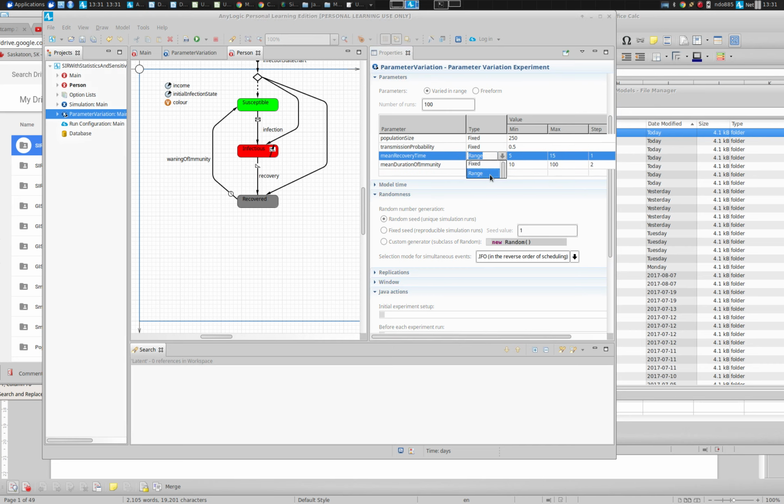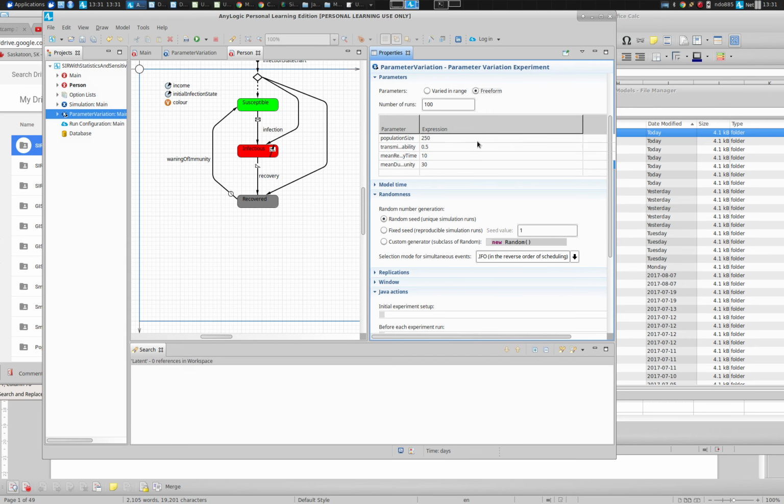Or in freeform mode, you could do something like, and I'll change these back to fixed. In freeform mode, I could draw these from a distribution. So I could do something like draw the mean recovery time from a truncated normal distribution or from a log normal distribution by typing an appropriate expression here. I want to warn you against one thing, because it's slightly atopical, but if I don't warn you now, you may discover it only rudely.